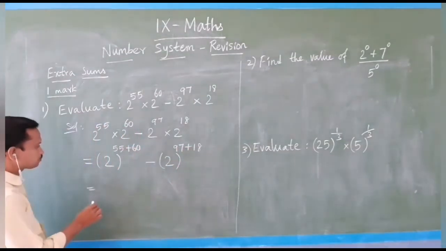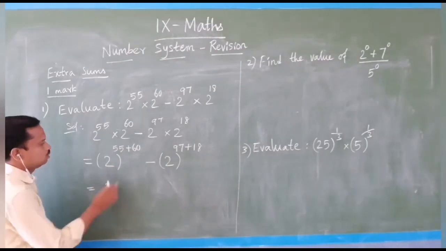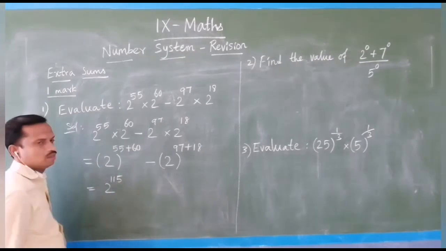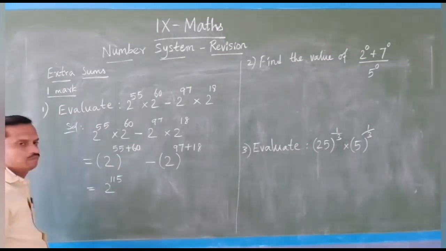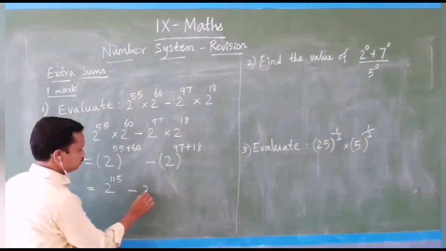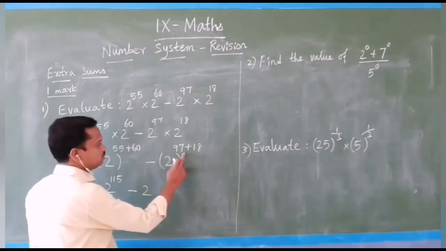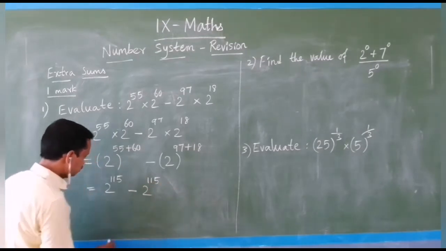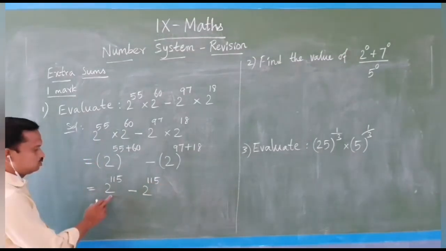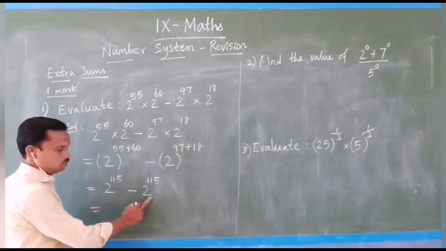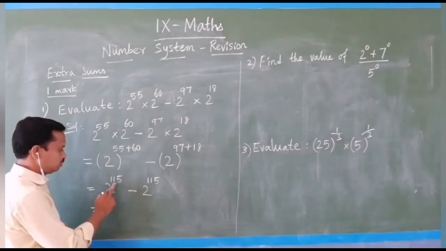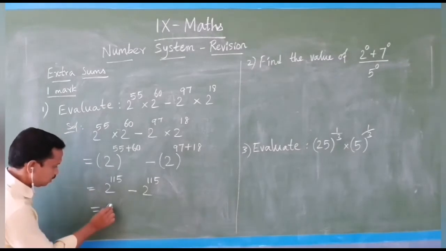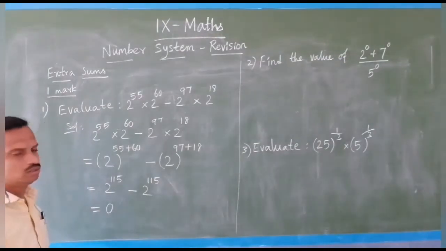So here when we add we get 115. Am I right? This is 115 minus here 2 to the power, so 97 plus 18, so this is also 115. So now you can easily say that this is the same quantity, this is also the same quantity, 2 to the power 115 minus 2 to the power 115. So you get 0. So the answer is 0.